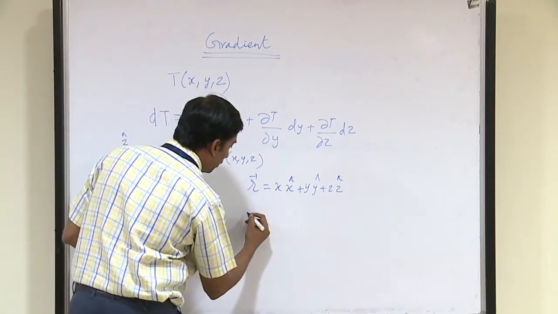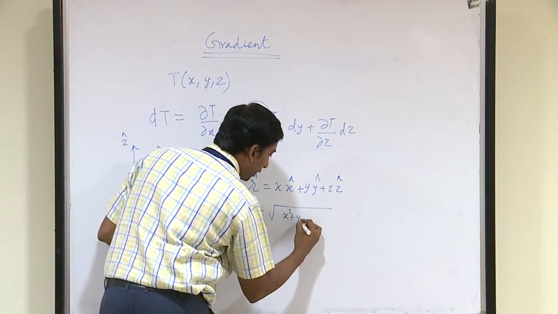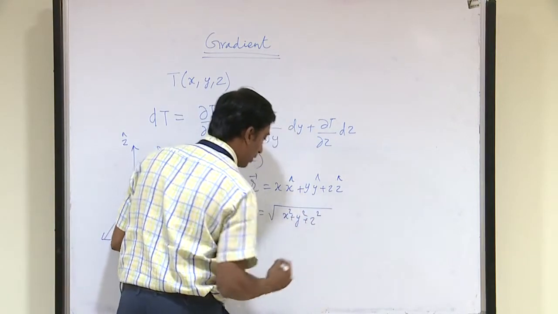And what will be the magnitude? That will be equal to R, the square root of x squared plus y squared plus z squared.